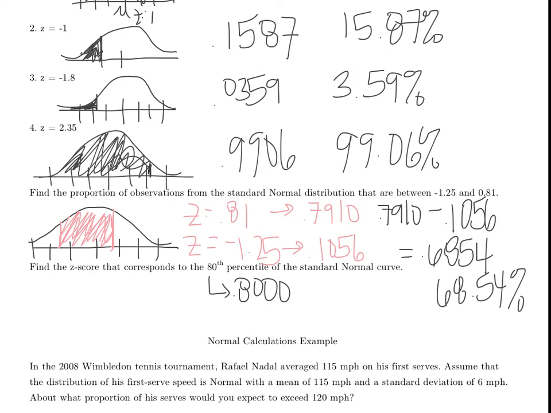Okay, when I go to the table, I see a value of z equals 0.84, which is a value of 0.7995, which is the closest I can get to 80th percentile. So that is the z-score that is closest to the 80th percentile.